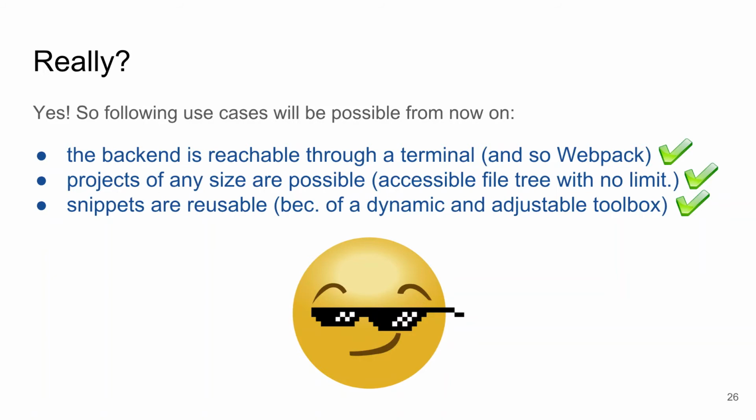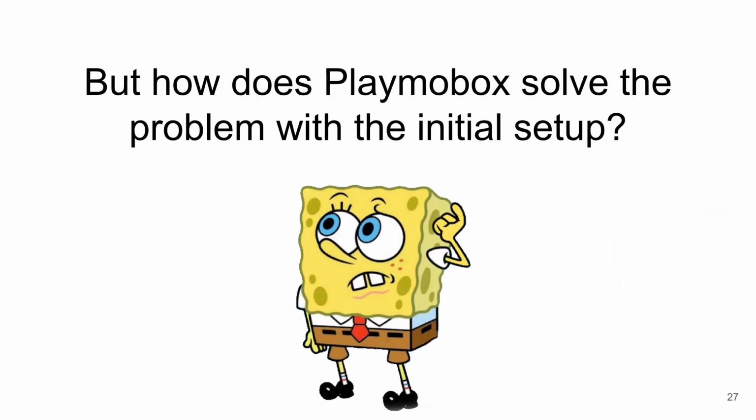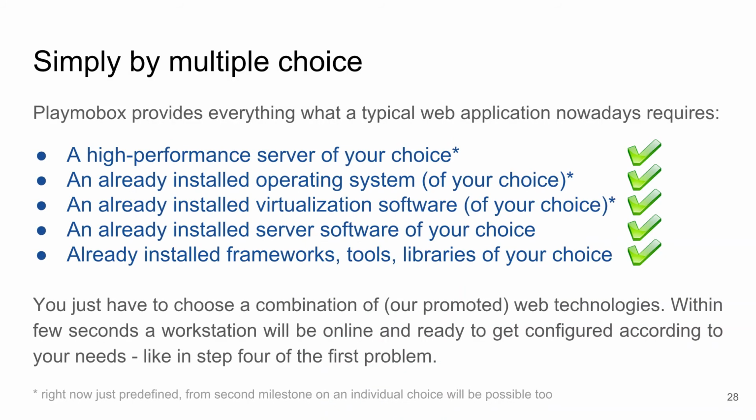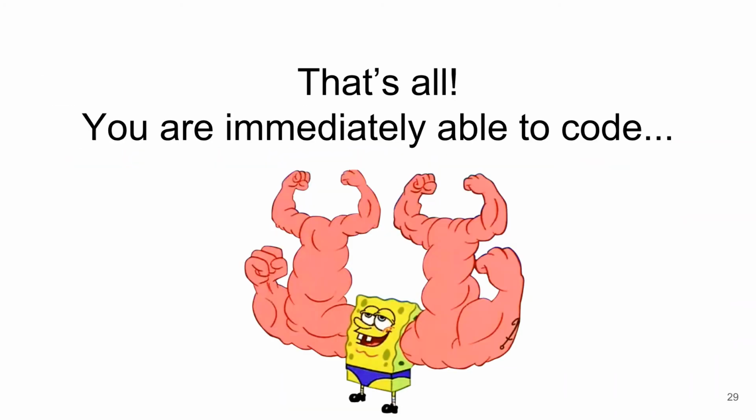But how does Playmobox solve the problem with the initial setup? Simply by providing everything a typical web application nowadays requires. A high-performance server of your choice, an already installed operating system, virtualization and server software of your choice, and already installed frameworks, tools and libraries of your choice. You just have to choose a combination of some web technologies, and Playmobox is doing the rest. Within a few seconds a workstation will be online and ready to get configured according to your needs, like in step 4 of the first problem. That's all, you are immediately able to code.